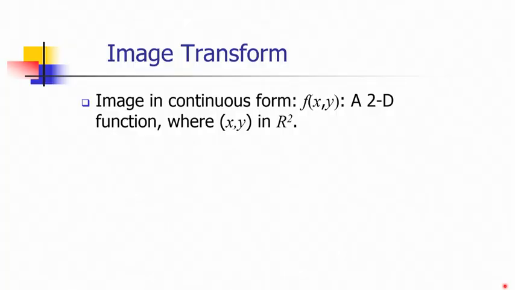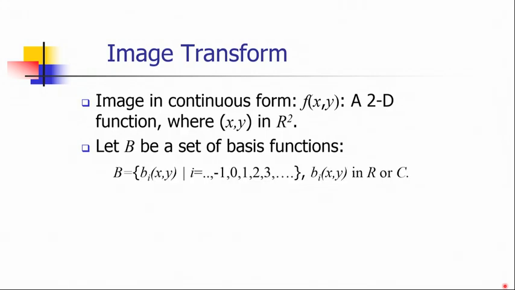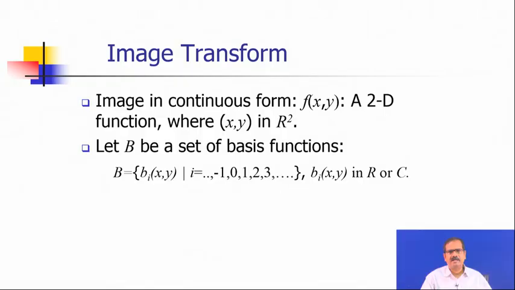In this lecture, I will introduce image transforms. Let us consider an image as a continuous function. It is a two-dimensional function and a point is in the two-dimensional real space. And let us consider a set of basis functions which are also two-dimensional functions. We can represent it as a set where each function is given by, say, b_i(x, y). You should note that the functional value could be either in the real or in the complex domain.